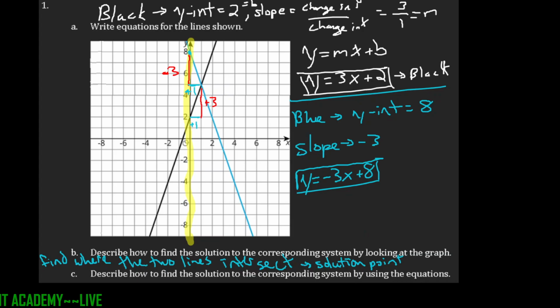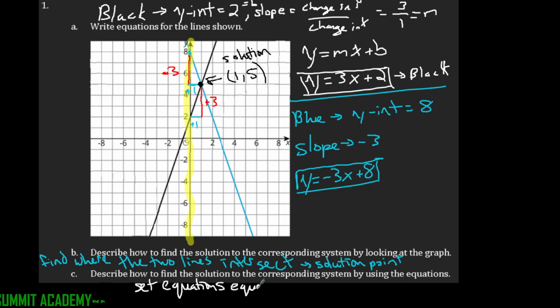On this one, what's our solution point? Well, if we look at where they cross, they cross right there, and that should be the point 1, 5. So I'm going to say my solution point is 1, 5. So let's label that solution. For part C, it says describe how to find the solution of the corresponding system by using the equations. Well, for that one, we set the equations equal to each other and solve.